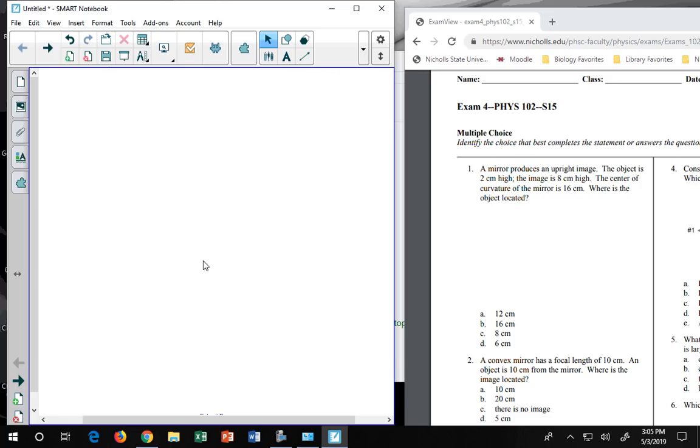All right, so on this number 1, this is exam number 4 on Spring 15. I have a mirror that produces an upright image, and then it tells me that the object is 2 centimeters high and the image is 8 centimeters high. So there are several things that I can tell just from that information. The first thing is that it is a virtual image, because virtual images are always upright, right? They're always upright. And then also, I can tell that the image is bigger.